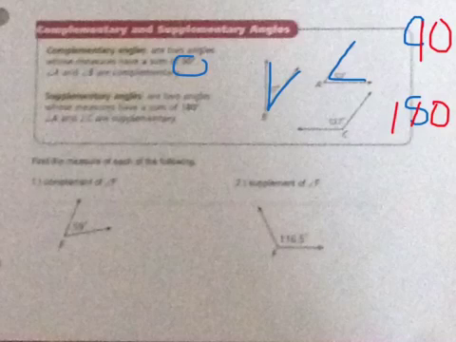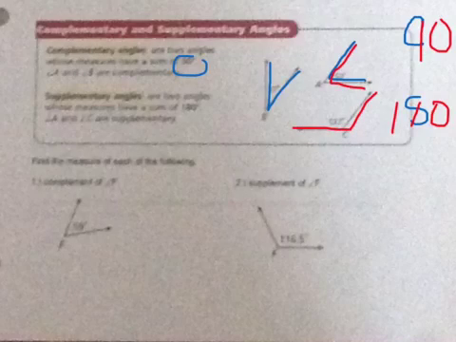Now, supplementary had to add up to 180. And if you look up here, angle A, which is 53, and angle C, if you put those together, they add up to 180. We would say they're supplementary, but we would not call them a linear pair because they're not adjacent to each other. So you can have things that add up to 180 that are not linear pairs. They don't have to be touching to add up to 180, but they're only linear pairs if they share a side and their outside rays form a line.